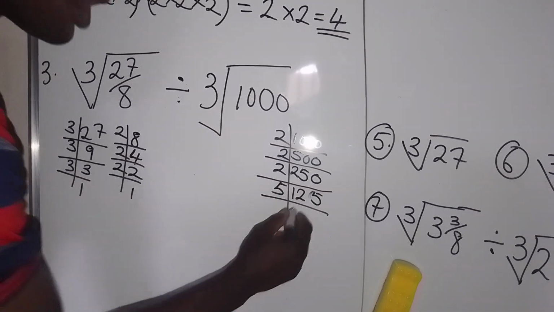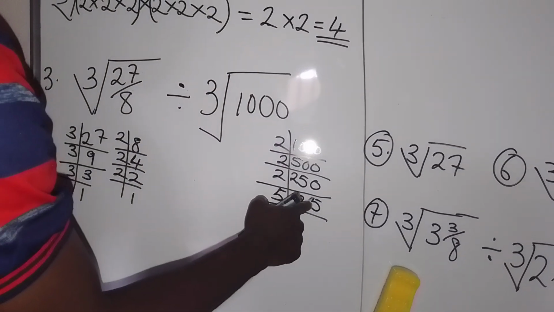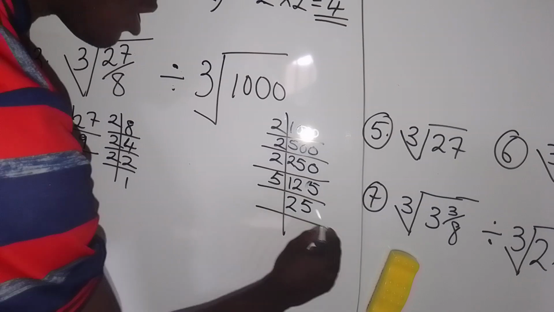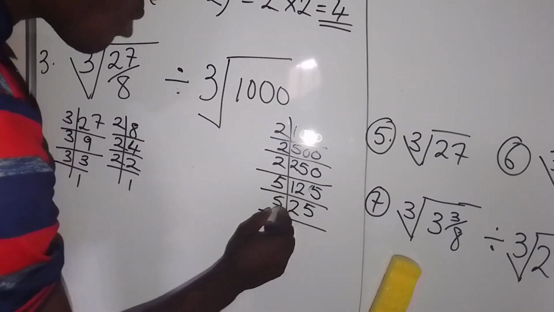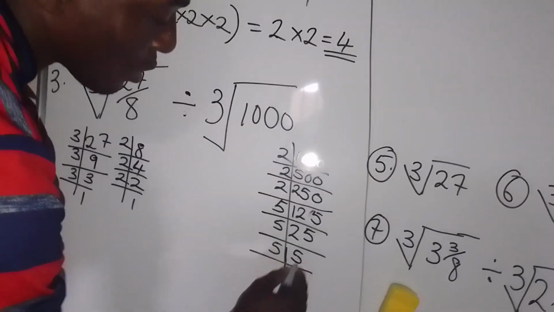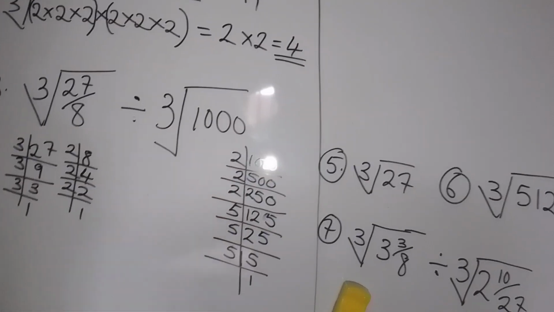5 into 12, it will enter 2 times, remainder 2. Place the remainder 2 behind 5, it becomes 25. 5 into 25 is 5. We use another 5. 5 into 25 is 5. Another 5. 5 into 5 is 1. So we have done the whole factor division.